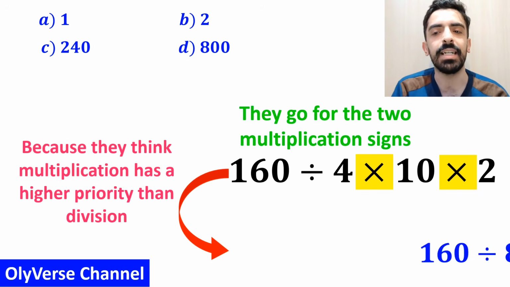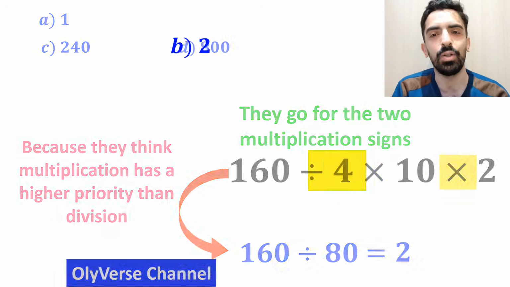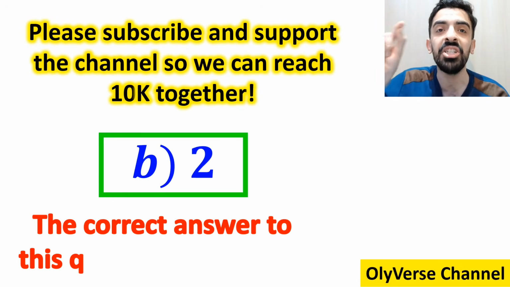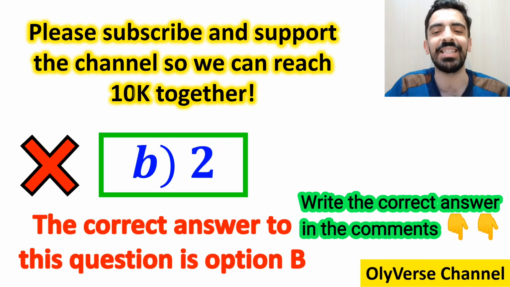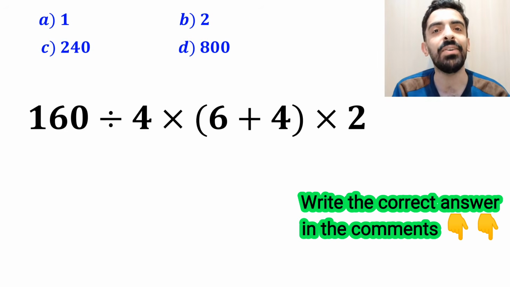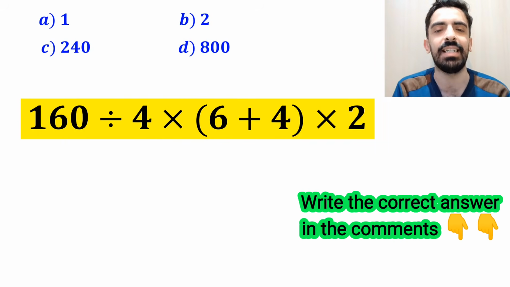So, instead of this expression, they write 160 divided by 80, which finally gives them the answer 2. And immediately, they conclude that the correct answer to this question is option B. But I have to say, we're tricked and it's not the correct answer to this question. Alright, now let me walk you through step by step how to solve this expression correctly.